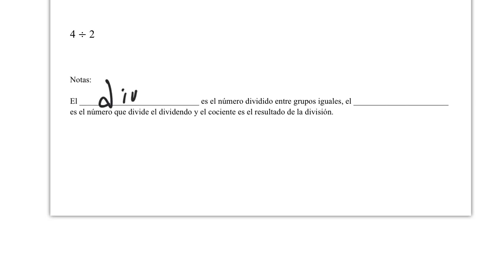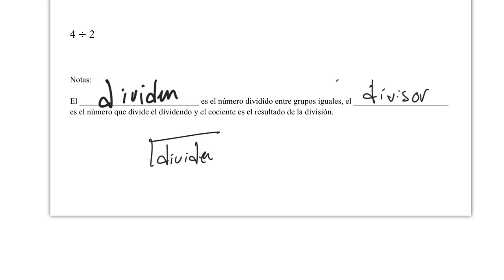Okay, so dividend would go right here. Now let me see if I can mess with this a little bit. Divisor. So again, we took notes on this already, but it's good to just kind of have a little review. Remember that our dividend. Dividend. Again, I'm not the best with my handwriting, but hopefully you guys get my drift. Divisor always goes on the outside, right?